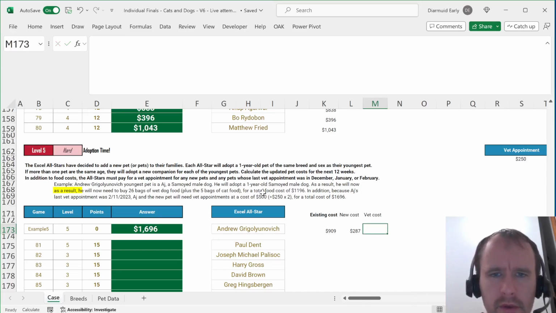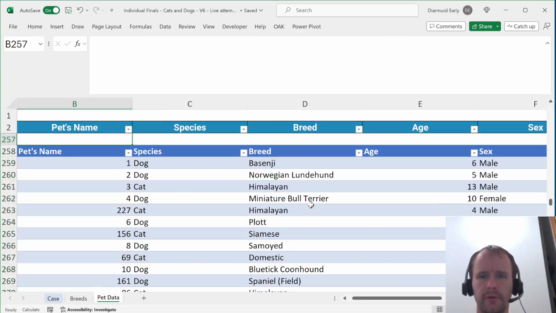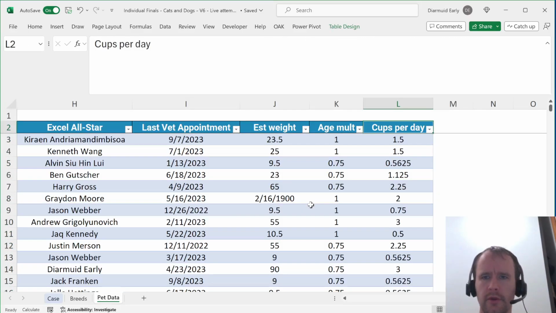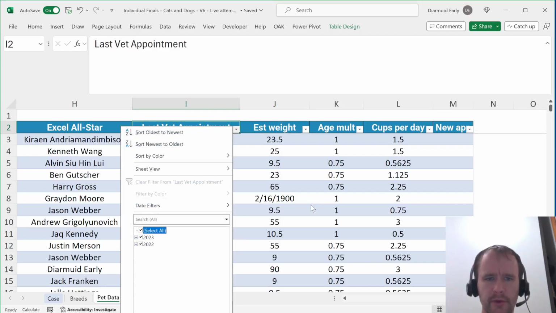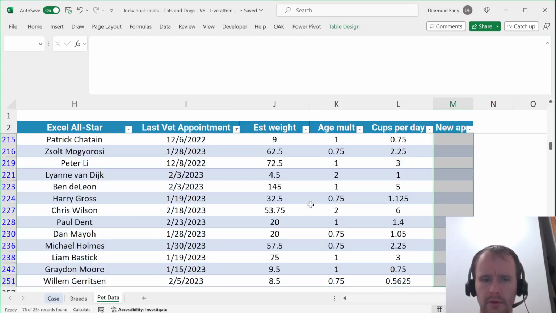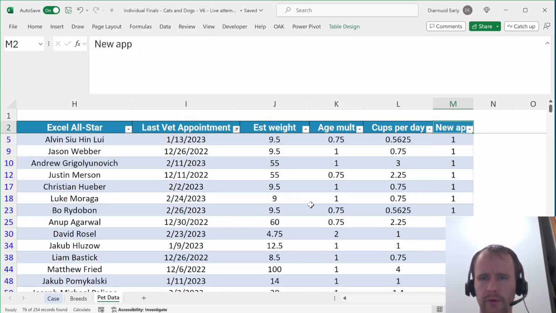Then it's going to be COUNTIFS. So sorry, what? Any pets whose last appointment was in December, January, or February. Okay, so I'm just going to add a column for new appointment: December, January, or February. So January, February, and December. Cool. So these are x. Actually, just make them 1.